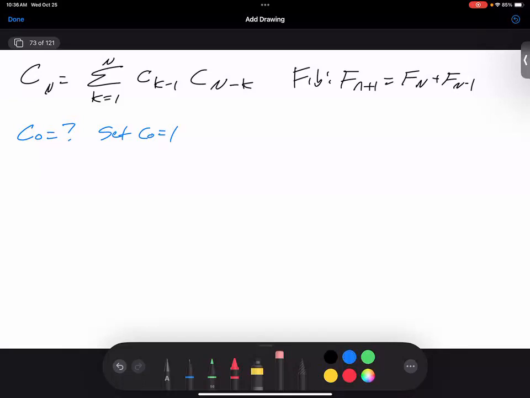That seems reasonable, and we'll see if it's consistent with everything else. Let's look at c_1. k goes from 1 to n, so k goes from 1 to 1, so k is just 1. So I would get c_0 times c_{1-1}, which is c_0 times c_0, which tentatively is 1. But what can you tell me about the number c_0? What kind of number is c_0?